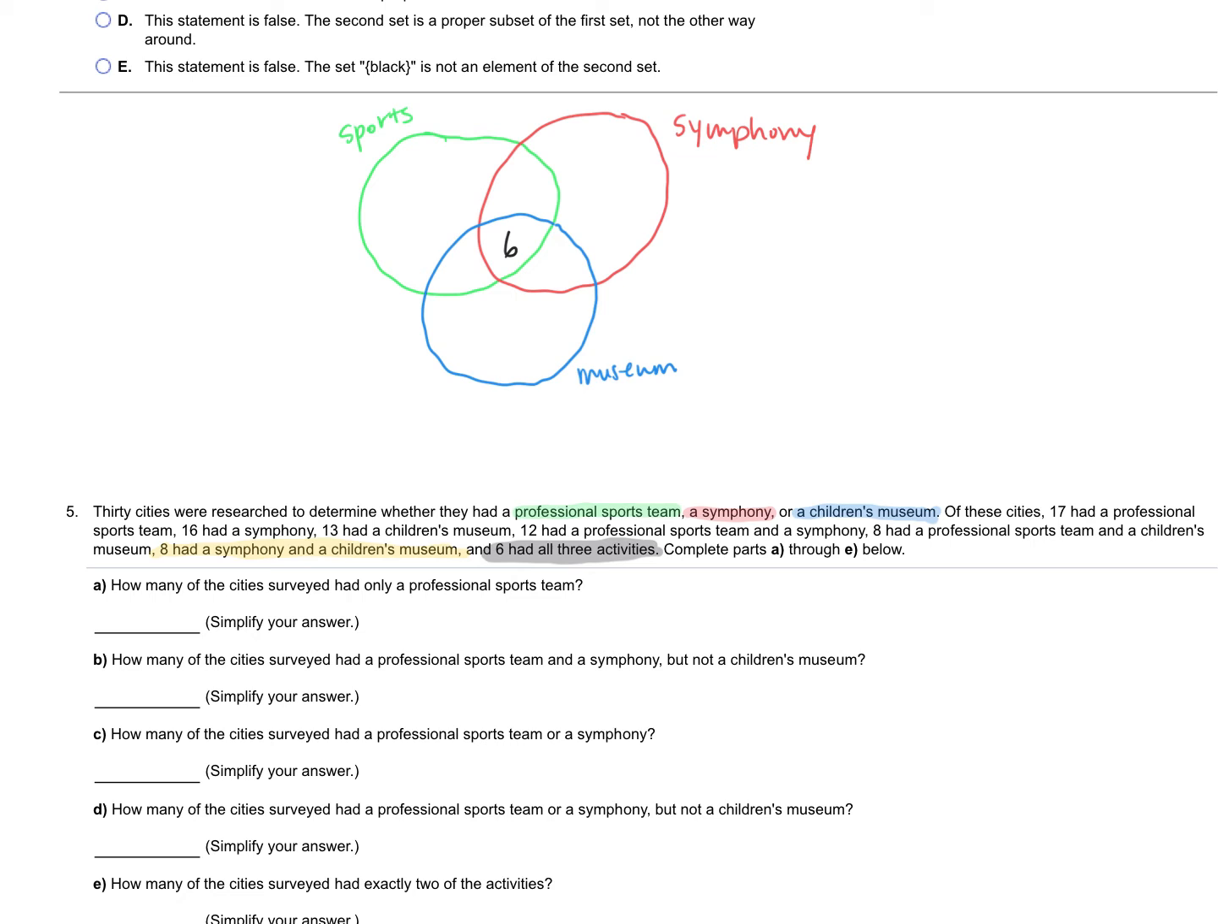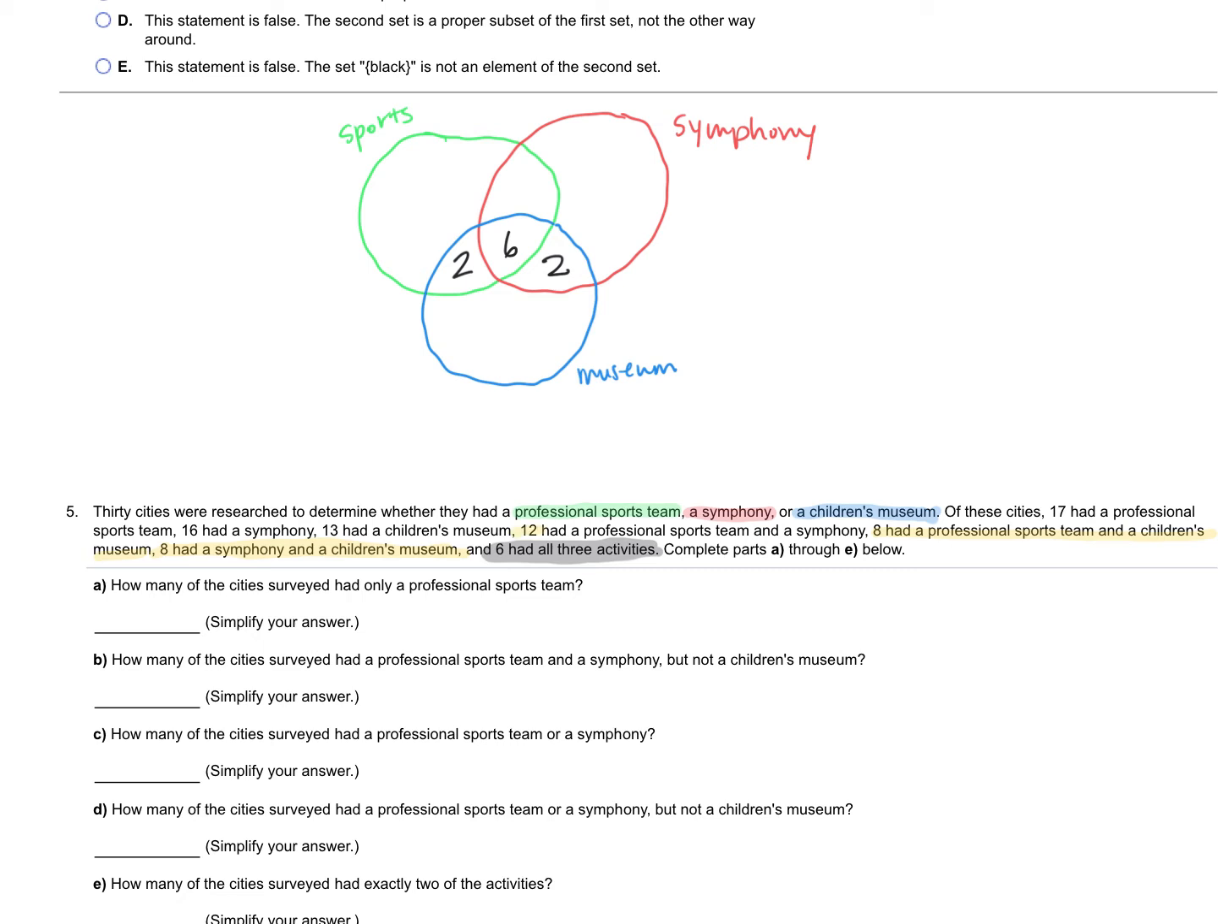All right, so I'm going to erase all those marks and just put the 2. Okay, so now we want to look at the next double. So now it says 8 had a professional sports team and a children's museum. So that is going to be the intersection of the green and the blue. So this is also 8. Again, we have 6 in the middle, so that only leaves 2 to be put right here. 2, okay?